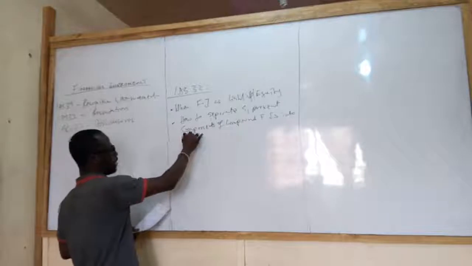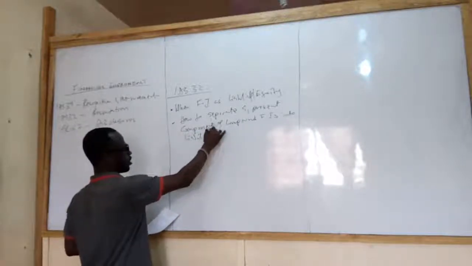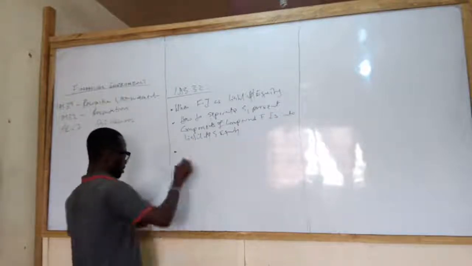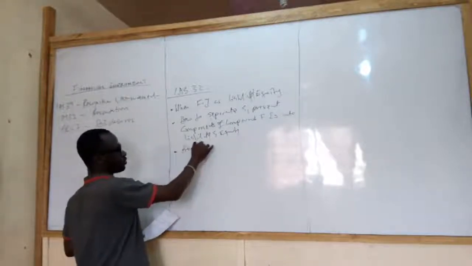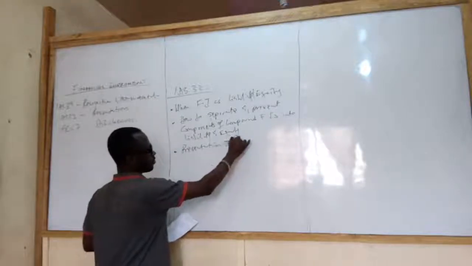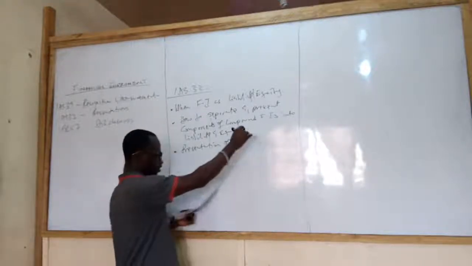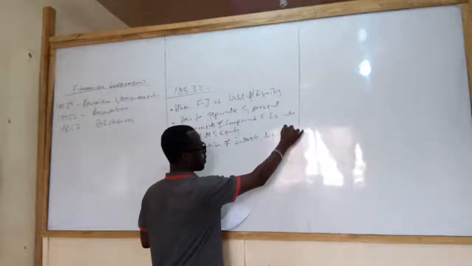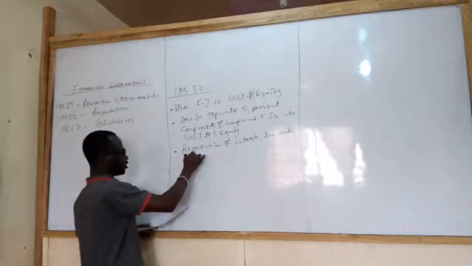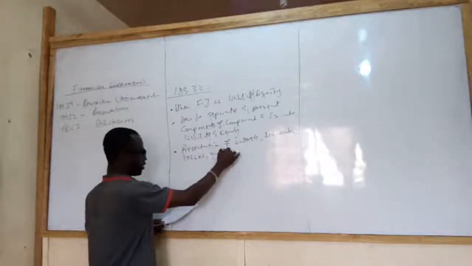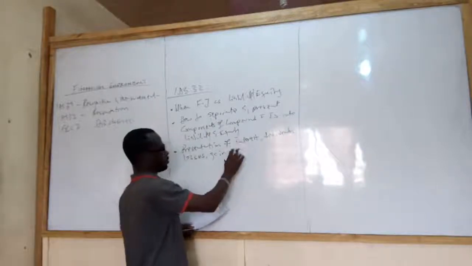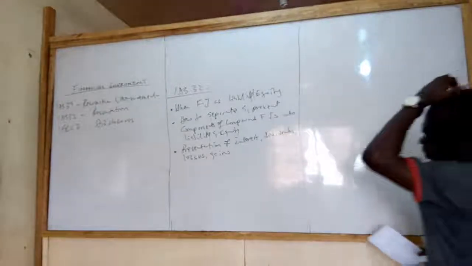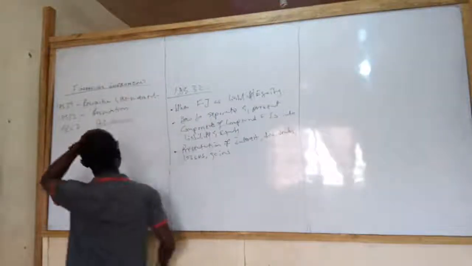Into liability and equity. And then third, presentation of interest, dividends, losses, gains in the financial statement. So that is what we have to understand about the IAS 32.